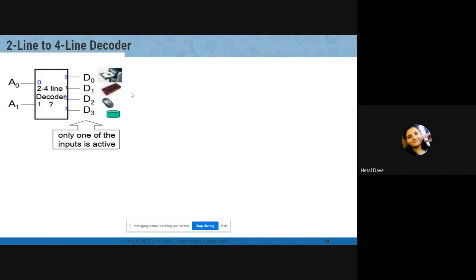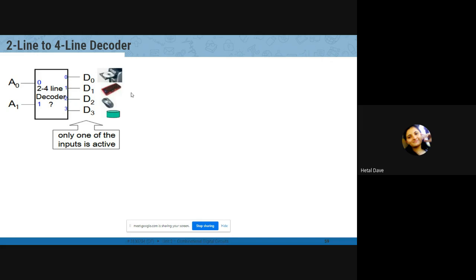For it, a CD driver is available. A mechanical process is there. Over here, a decoder will be used. Let's say I have a total of 4 devices: CD driver, keyboard, mouse, and hard disk, or any other device, which is indicated by this green color. 4 devices are there.